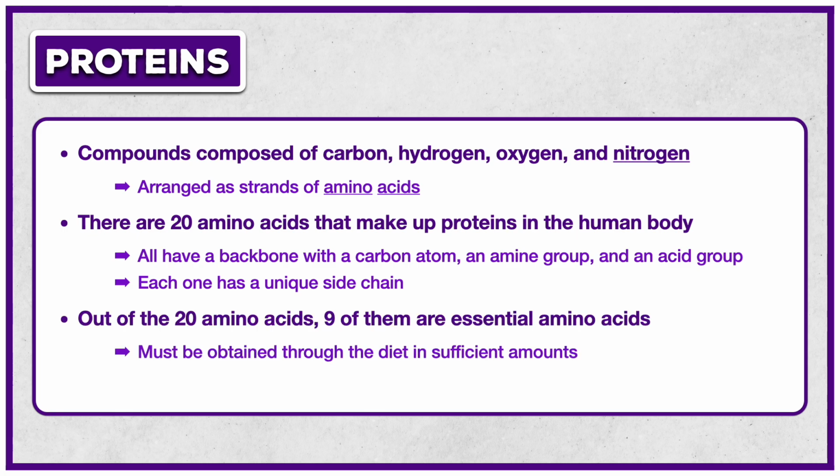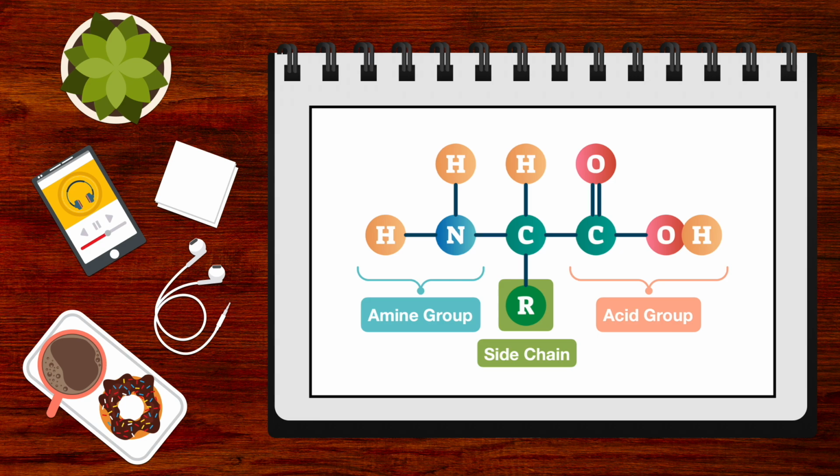Out of the 20 amino acids, 9 of them are essential amino acids. That means they must be obtained through the diet in sufficient amounts, otherwise a deficiency will develop. The other 11 amino acids are non-essential amino acids, meaning the body can create them using fragments of different amino acids and compounds.